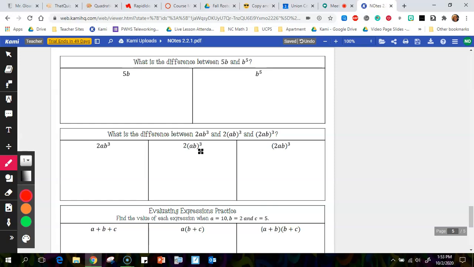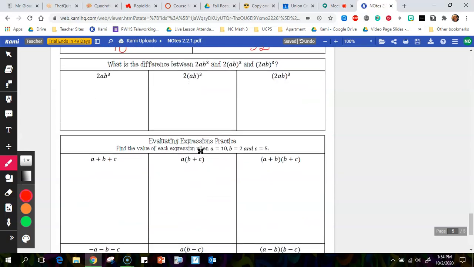What is the difference between 5b and b to the 5th? 5b is b plus b, 5 times. 1, 2, 3, 4, 5. And b to the 5th is b times b, five times. So if you think about it, if b was 2, 5 times 2 would be 10. But 2 to the 5th power would be 32. So it is a different value.